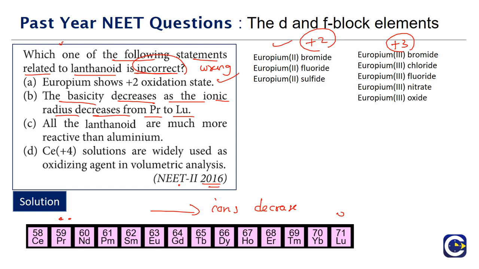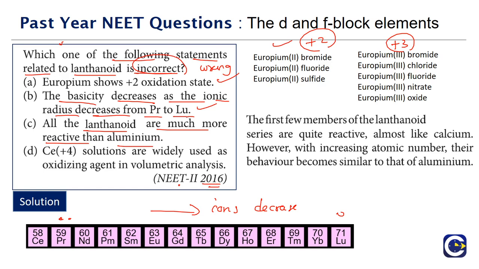Like even in the case of the alkali metals, as you go down the group, what happens? The size of the metal ions will increase and hence they will become more basic. So here, since the ionic size is decreasing, the basicity also will be decreasing, which is correct. The trend that we are talking about and the explanation is correct. Option C is saying what? All the lanthanoids are much more reactive than aluminium. So this is an incorrect one.